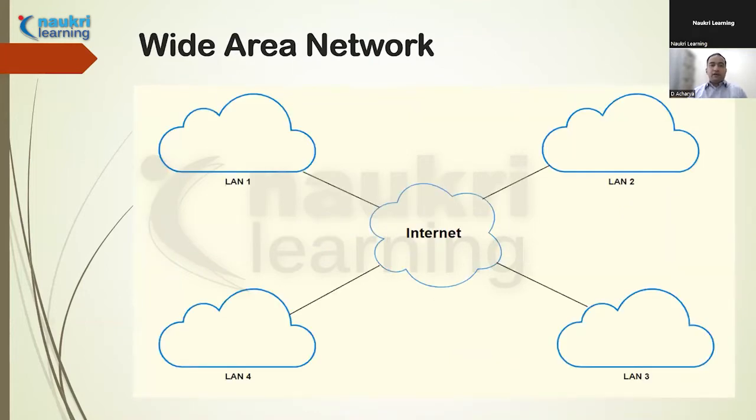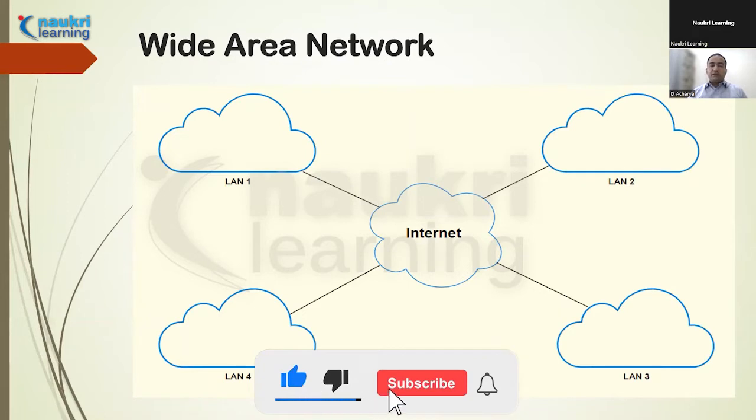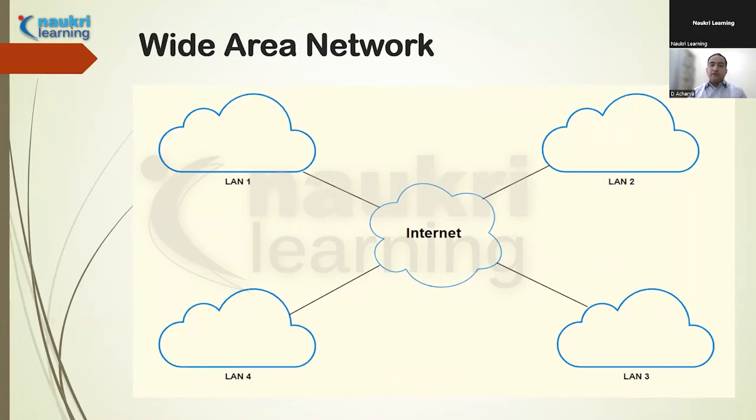And a wide area network is basically a collection of multiple local area networks. The LANs connect or interact with each other through the internet. So a wide area network is a collection of multiple LANs, and the internet is the largest wide area network in the world.